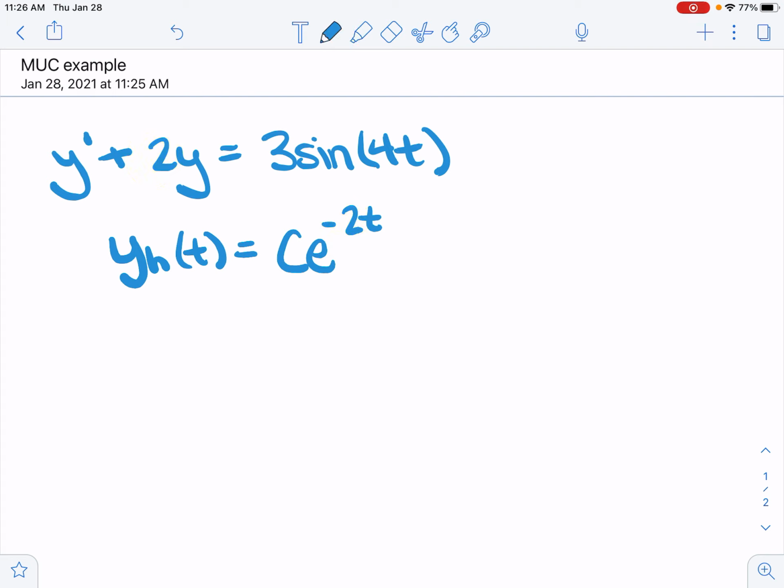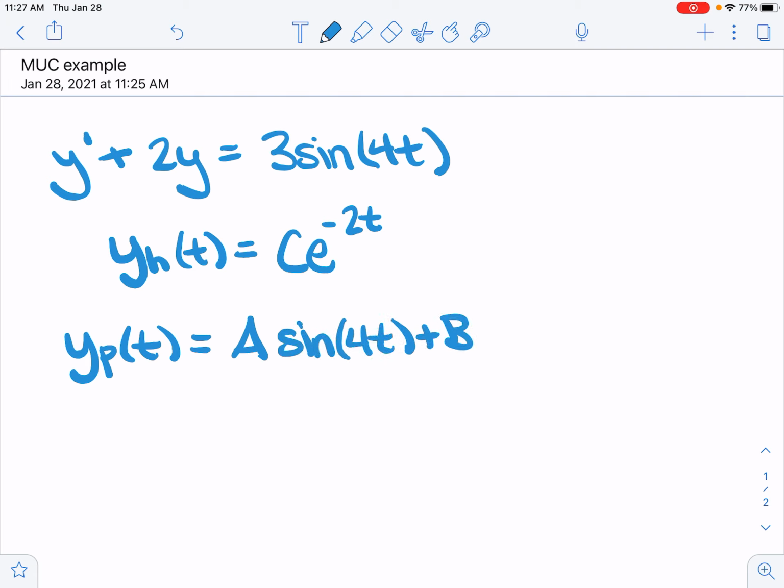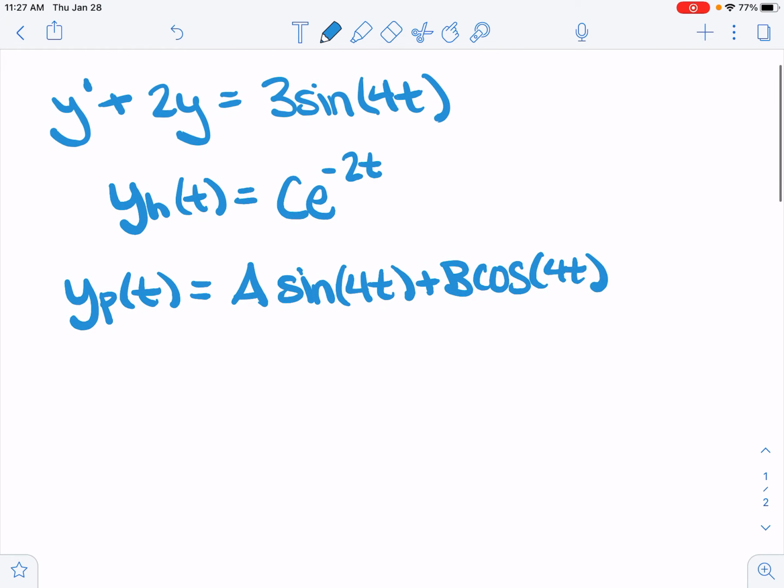All right, and for our particular solution, that's what the p stands for, by the way, we have a guess of A sine 4t plus B cosine 4t. So that's going to be our guess, and what we want to do is plug that into the differential equation and see what the equation tells us about A and B. What do A and B need to be in order for this guess to work out?